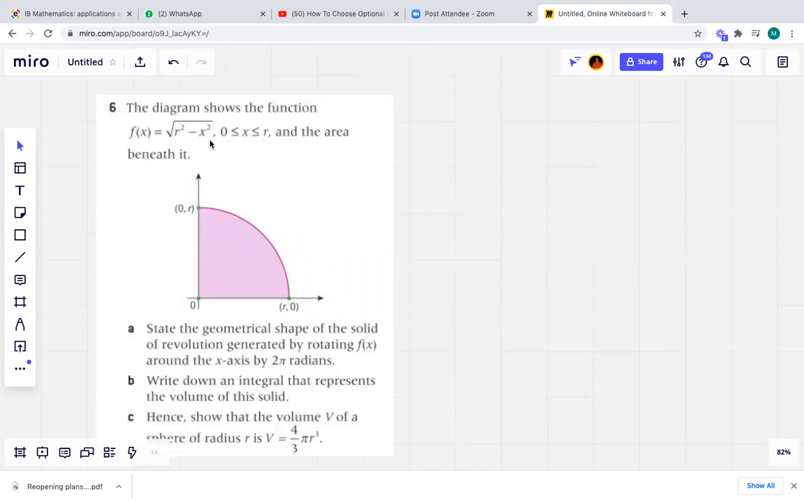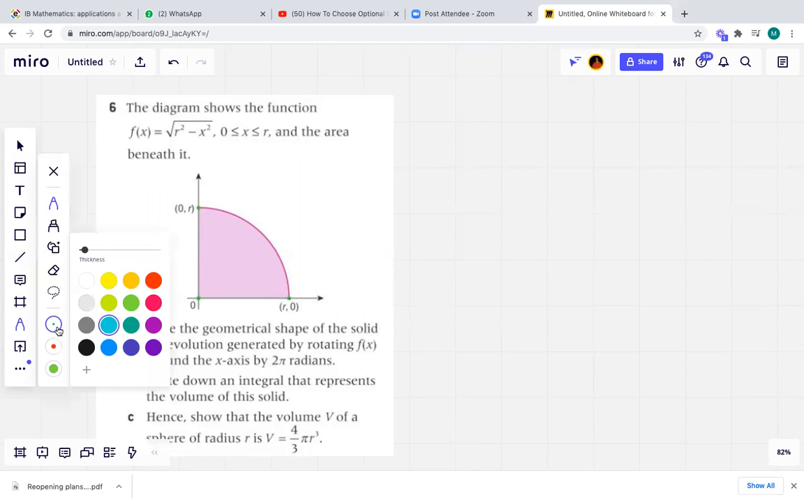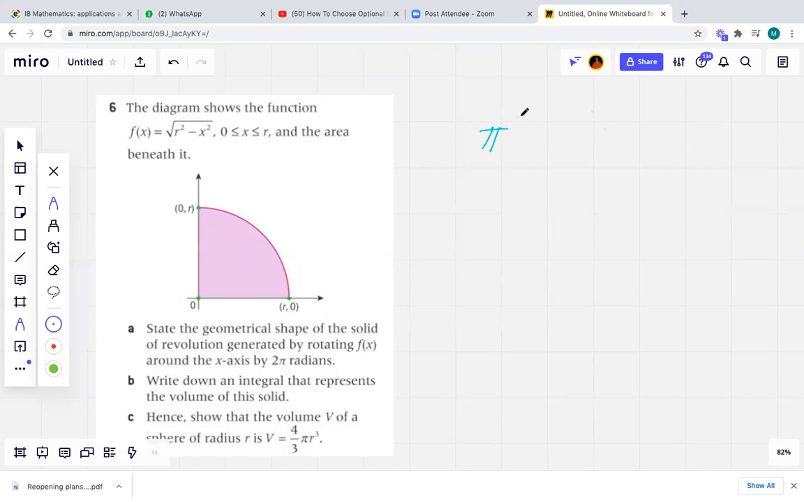It means 360 degrees, correct? We have to convert radians and degrees by multiplying by 180 by pi. Pi radians is equal to 180 degrees. So 2 pi radians is 180 by pi into 2 pi, which is 360 degrees.